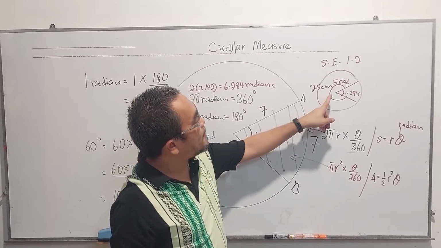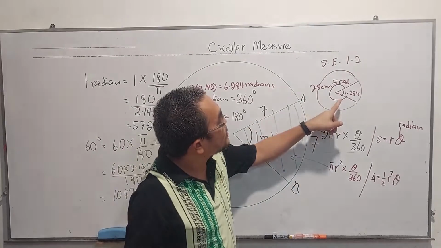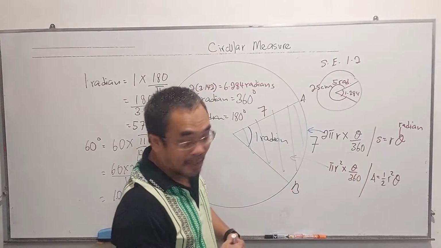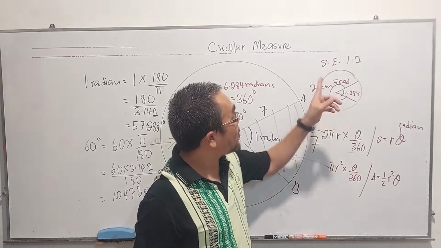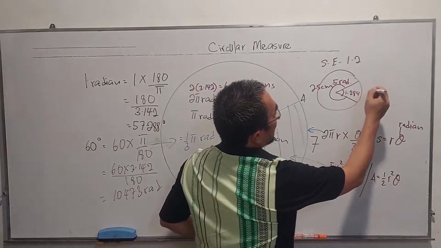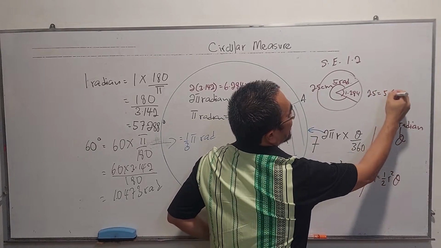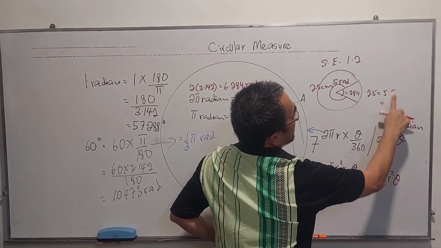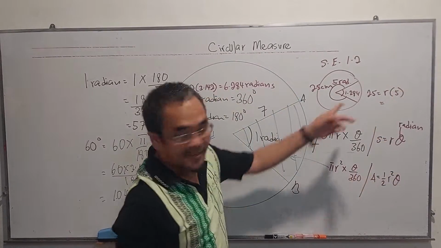Just to reconfirm, Arifah, is it clear? So this is 5 radian, and this is 25 centimeter. We use this formula because we know the angle in radian. So we say 25 is equal to R times 5, because s equals R theta, and theta is 5 radian.